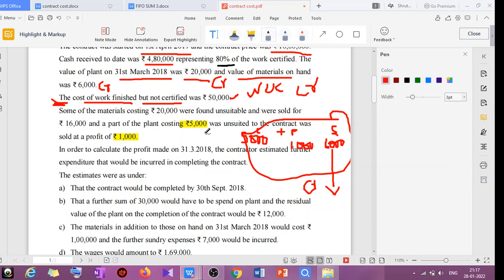I hope you understood how you got 6,000. That is, cost is 5,000, sold at a profit. So if there is a profit, what should we do? We have to add it. So 5,000 plus 1,000 will be 6,000. You have to write it under the credit side of the contract.